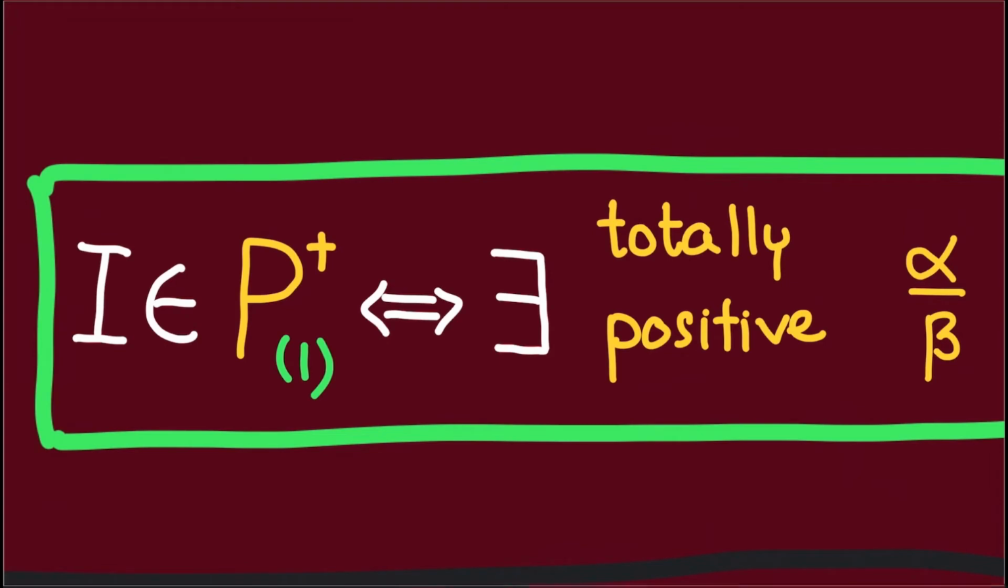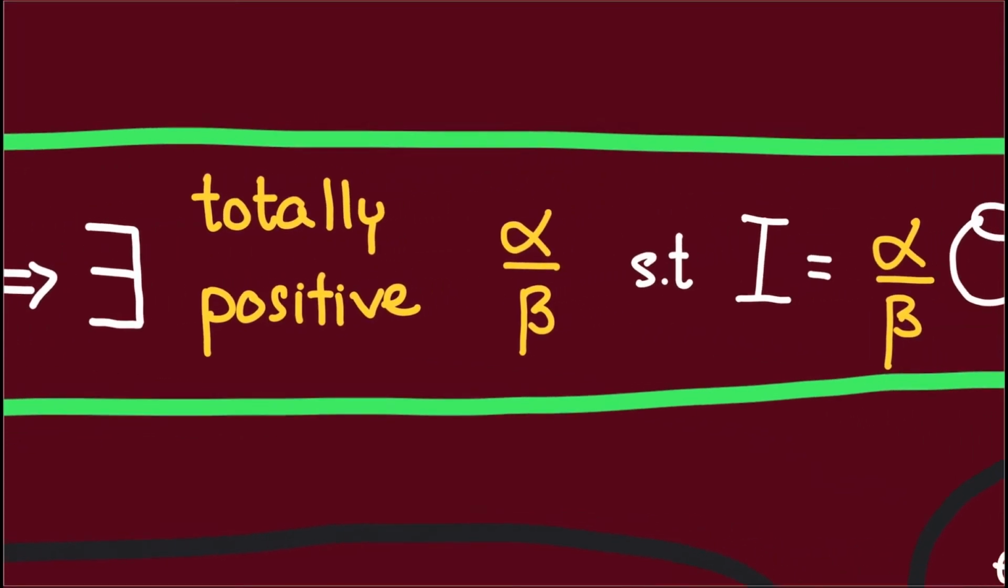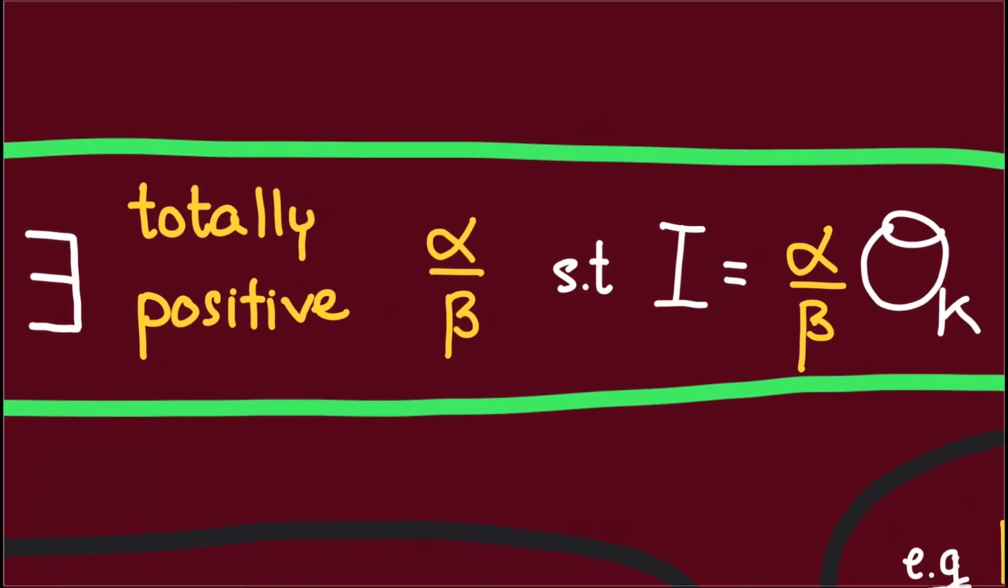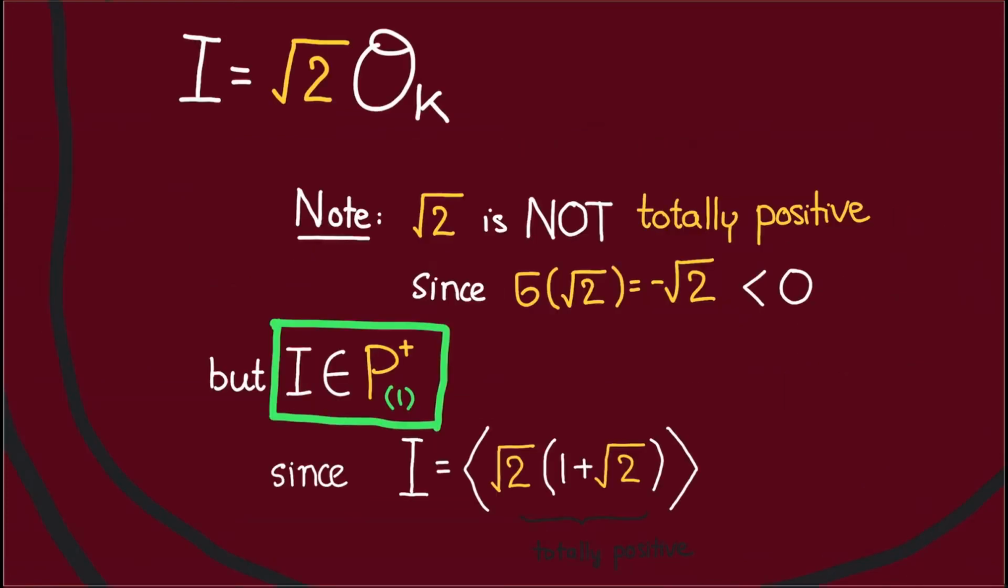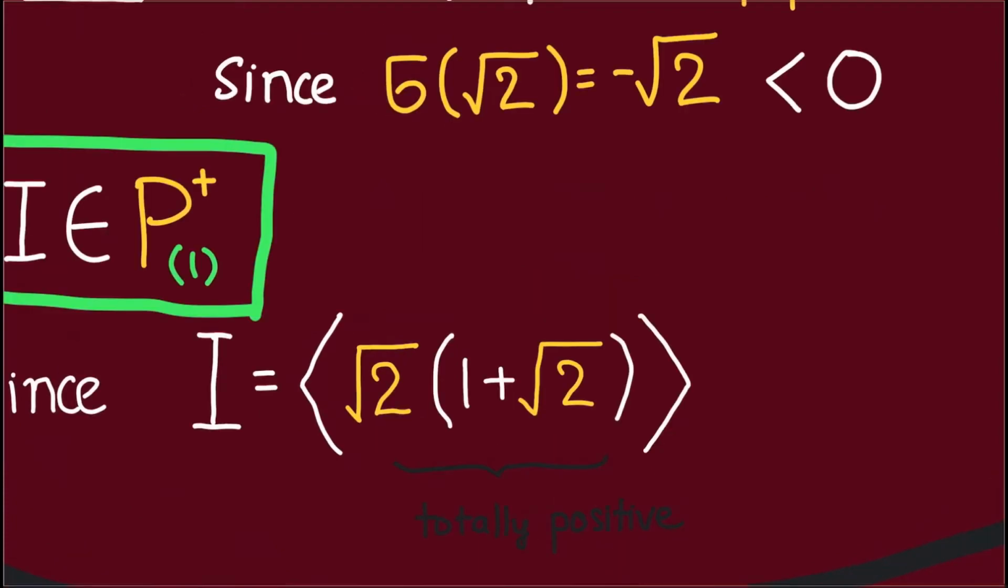Well, not quite, because if you look carefully, the condition for I to lie in P_1^+ is that I has some generator that is totally positive. It didn't require that all generators of I be totally positive. So even though square root of 2 is not totally positive, I is still gonna lie inside P_1^+ because I has a totally positive generator, namely square root of 2 multiplied with 1 plus square root of 2. So how did we know to pick this generator?